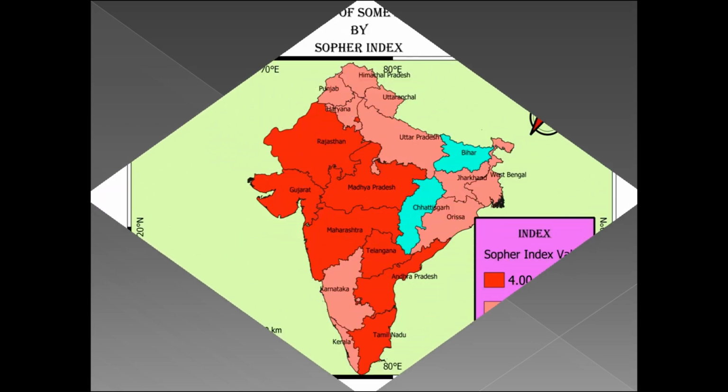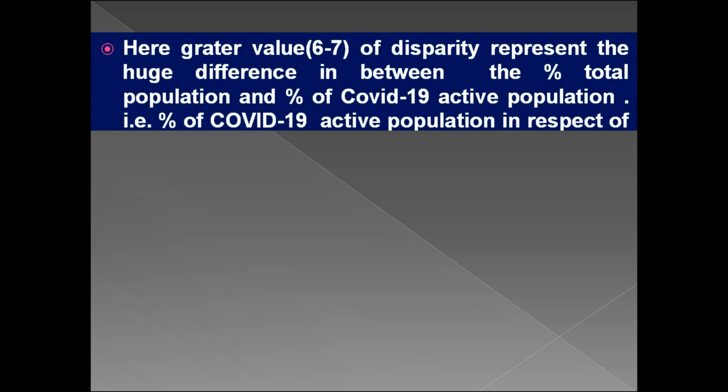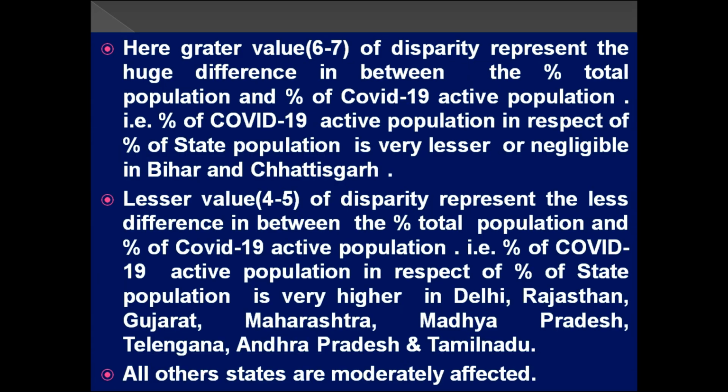you see the map. We represent the values of COVID-19 active population as per their state or union territory population ratio. Here a greater disparity value of 6 to 7 presents a huge difference between the percentage of total population and the percentage of COVID-19 active population. That is, the percentage of COVID-19 active population with respect to the percentage of state population is very small or negligible in Bihar and Chhattisgarh.